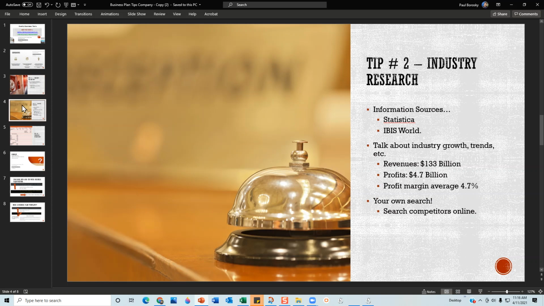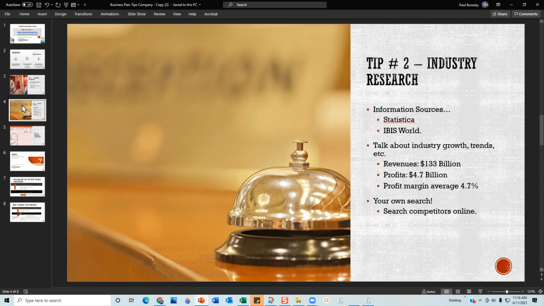All right, next is going to be tip number 2, industry research. When I work with some hotel and motel entrepreneurs, what I find is they like to talk about their competition in the area and the differentiating factors between them and their competitors. And that's all fine and dandy and good to have a competitor analysis section in the business plan. And I actually strongly recommend that you do have one of those.